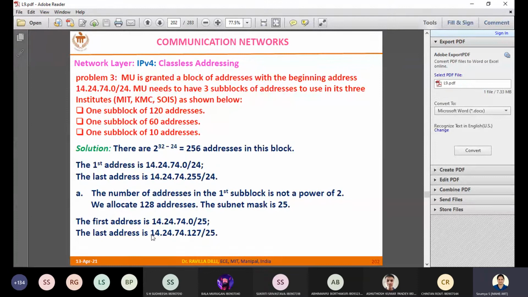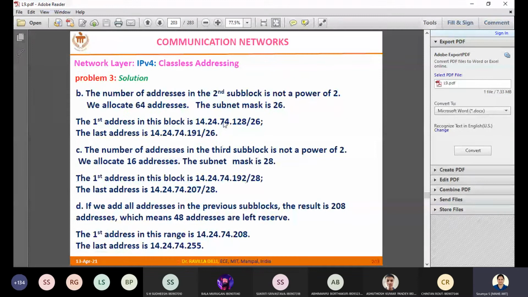14.24.74.127. Henceforth, I will not be calling out the value of the first 2 bytes because anyway it is going to remain the same. Let's focus on the last 2 bytes alone. Now, the last address of this first block is 74.127. So what will be the first address of the next block? The first address of the next block will be 74.128/26 is what really matters.